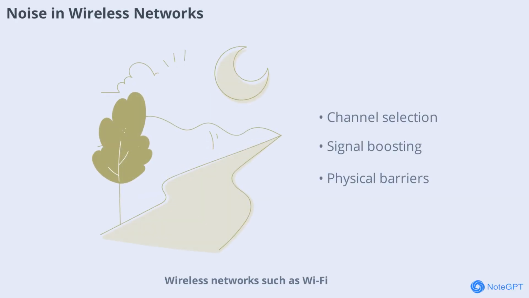Wireless networks such as Wi-Fi are particularly susceptible to noise from other electronic devices, physical barriers, and even weather conditions. Channel selection and signal boosting are common strategies to reduce the impact of noise and maintain strong connections.